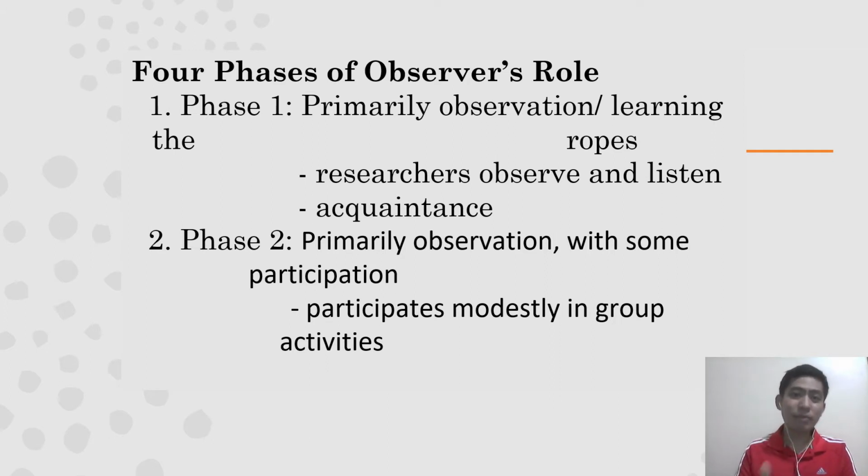Next, the phases of the observer's role. First is primarily observation and learning the ropes. The researcher observes, listens, and gets acquainted. So you build rapport if you do observation. You build rapport first with your respondents or with the community you are being exposed to.